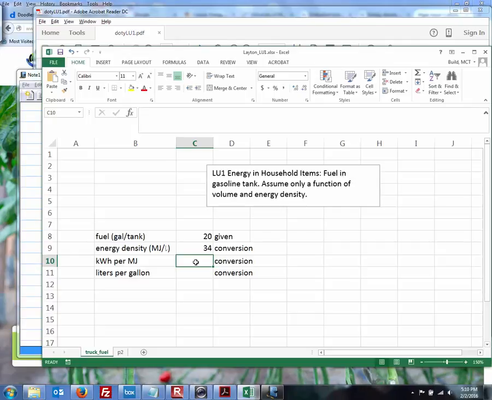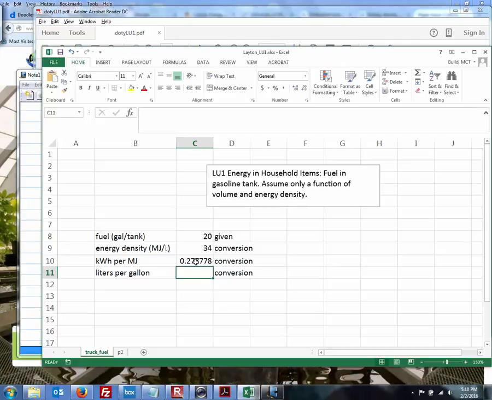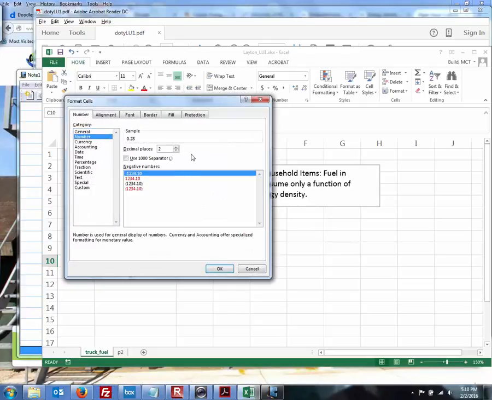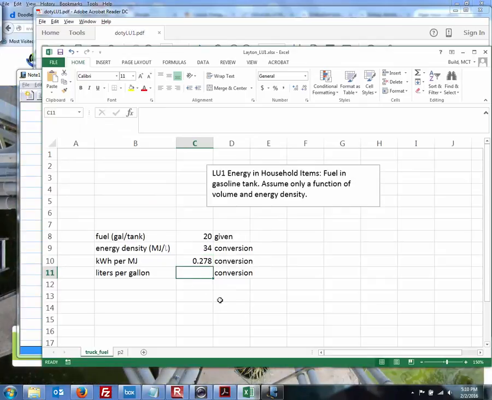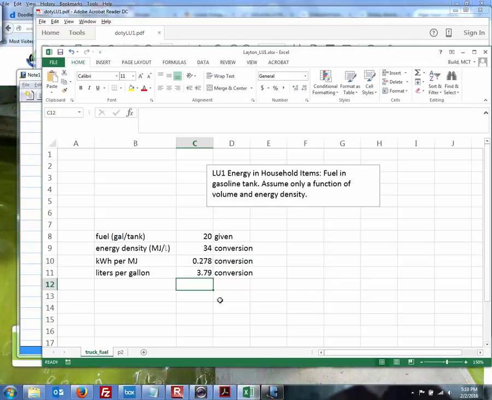Right. So I know it's 3.6, and rather than do the math, I'll just say equals 1 divided by 3.6. There's the number we had before. You can leave those significant digits there if you like, or you can do a Control 1 and hit number and give it one of those. Okay, liters per gallon, we know that's 3.79. So we're just using 3 significant digits, just precise enough.